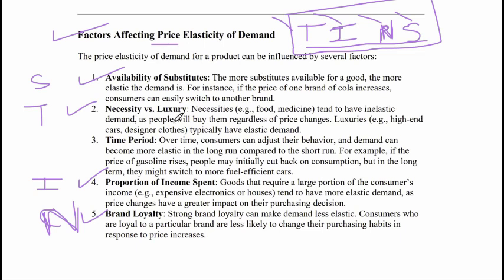So let's go to necessity versus luxury. Necessities tend to have inelastic demand, as people will buy them regardless of price changes. So this will also be covered under T only, taste and preferences. For example, luxuries like high-end cars and designer clothes typically have elastic demand, and foods and medicine have inelastic demand. The demand does not change even if the price changes for necessity items.